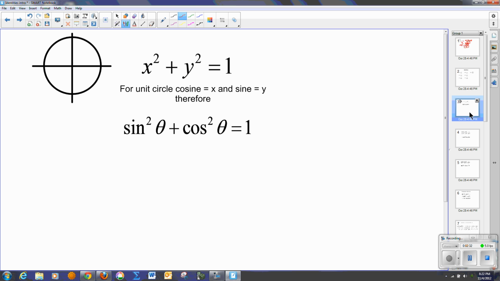Now, we're going to look at something we've become used to with our circle. We know that the general equation for a circle is x squared plus y squared is equal to 1 if we have the unit circle. Therefore, since we are talking the unit circle, we know that the cosine is equal to x, the sine is equal to y. So I'm going to make a substitution and say that the sine squared of x, substituting for y, plus the cosine squared of x, substituting for x, is equal to 1.